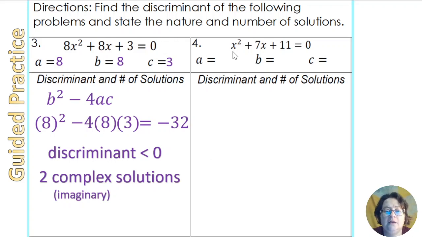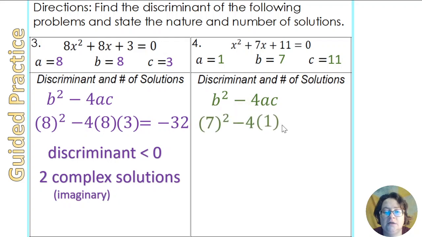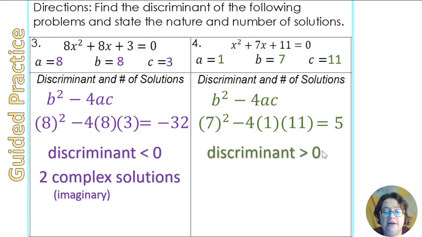On number 4, we don't see a coefficient in front of x squared. That means it is just 1. We have a 7 in front of b, and positive 11 here at the end. That's c. So we have b squared minus 4ac. We plug it in. b is 7. 7 squared minus 4, a is 1, c is 11. Plug it into Desmos, and we get back a positive 5. So our discriminant is greater than 0, so we have 2 real solutions.